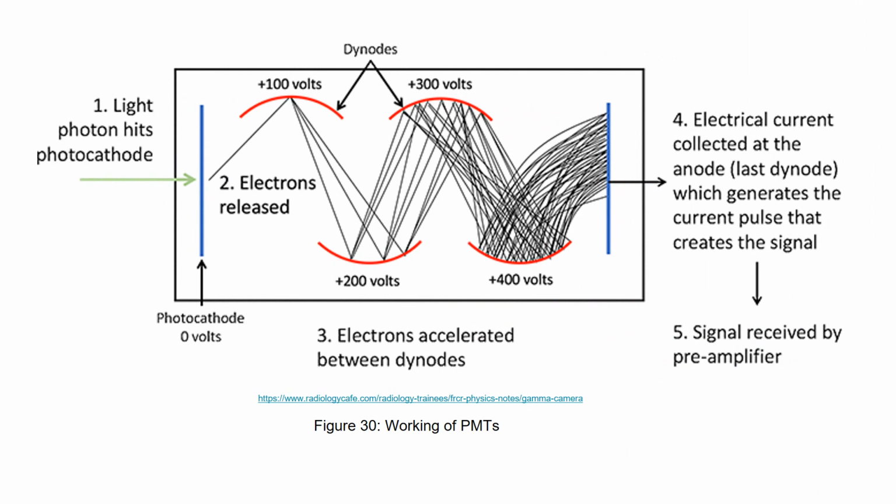In figure 30, we can see the event that I have just mentioned. Light photons hit the photocathode and the photocathode releases electrons to the dynodes, then the electrons are accelerated by the dynodes, and each dynode is more positively charged than the previous one. Finally, in the last dynode, a current pulse is generated and it creates the signal. Then, the process passes to the preamplifier.